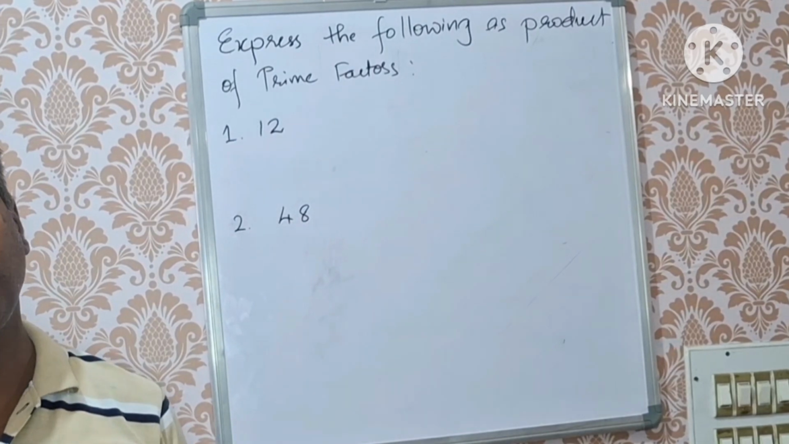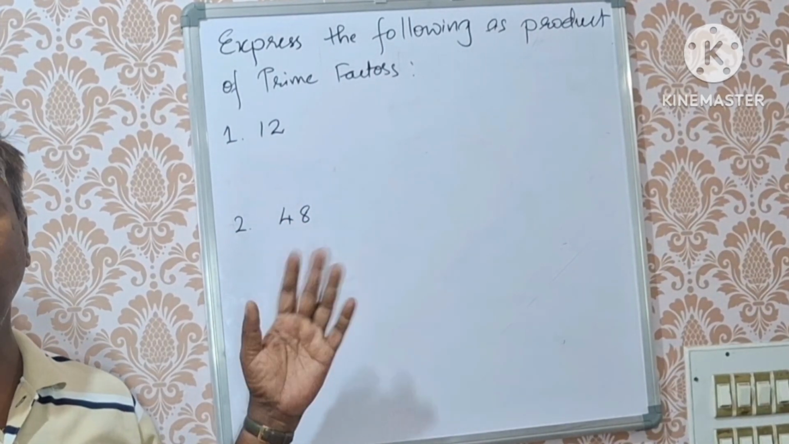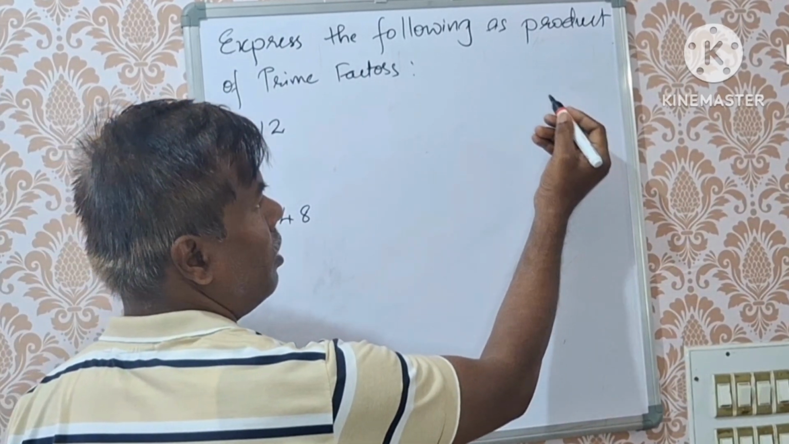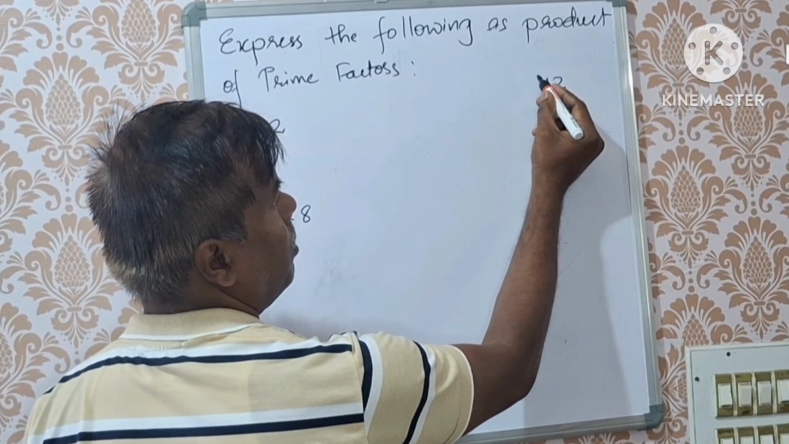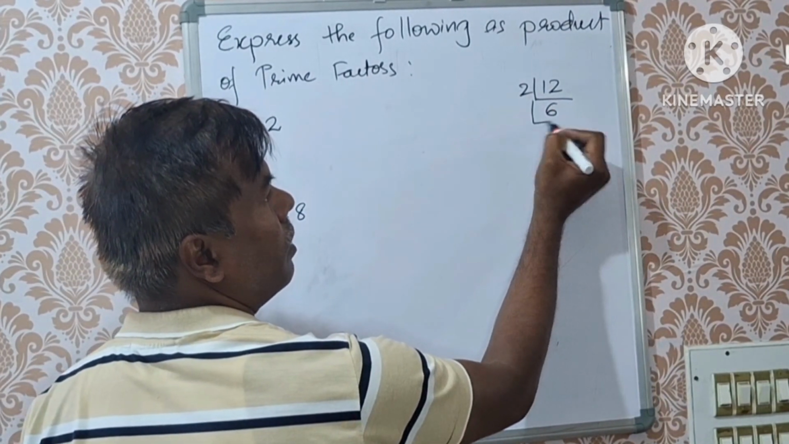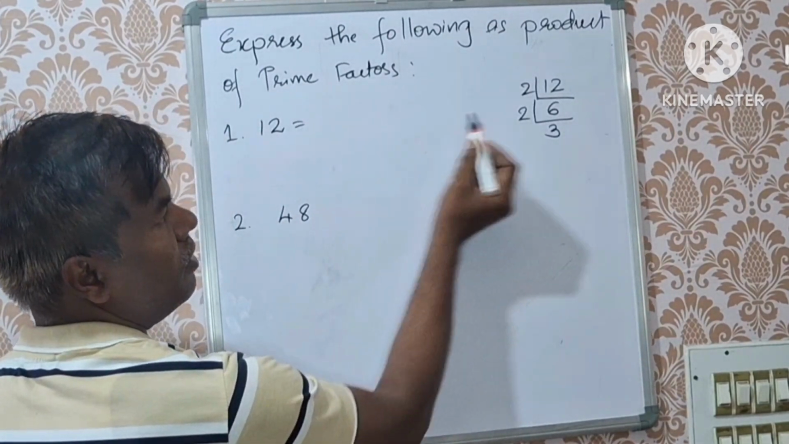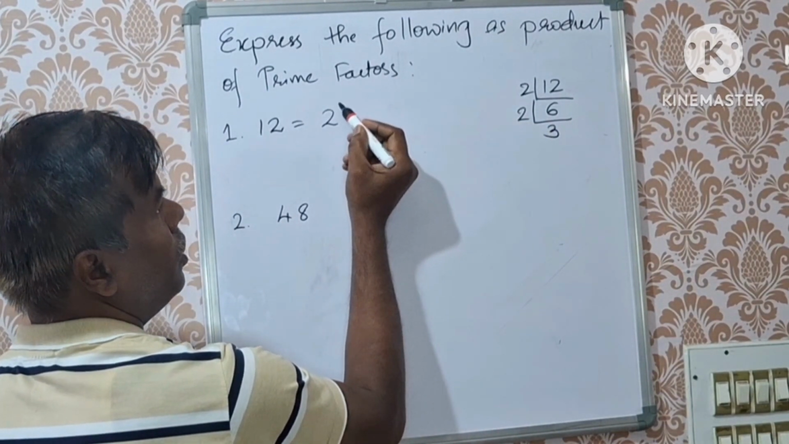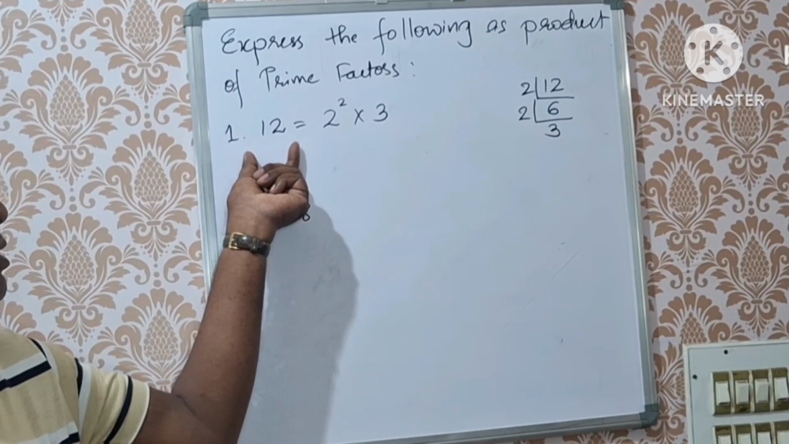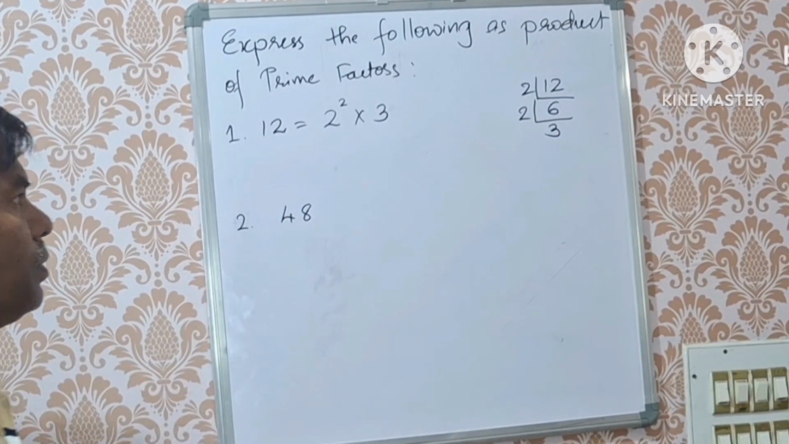Express the following as a product of prime factors. These are all composite numbers, so we have to express them as a product of prime factors. Which is the smallest prime number? The smallest prime number is 2. 2 sixes are 12, 2 threes are 6. So 12 can be written as 2 square into 3. This is a composite number expressed as a product of prime numbers.